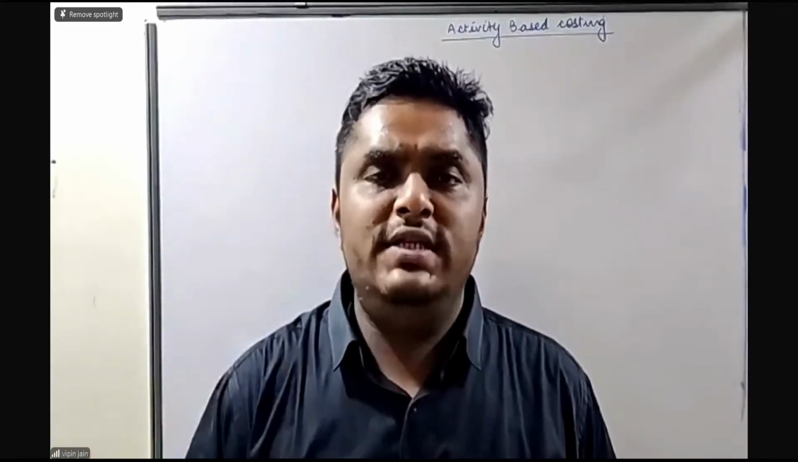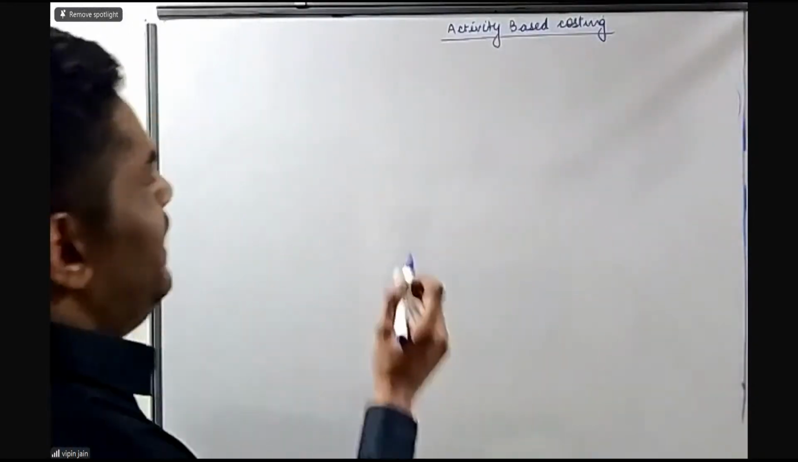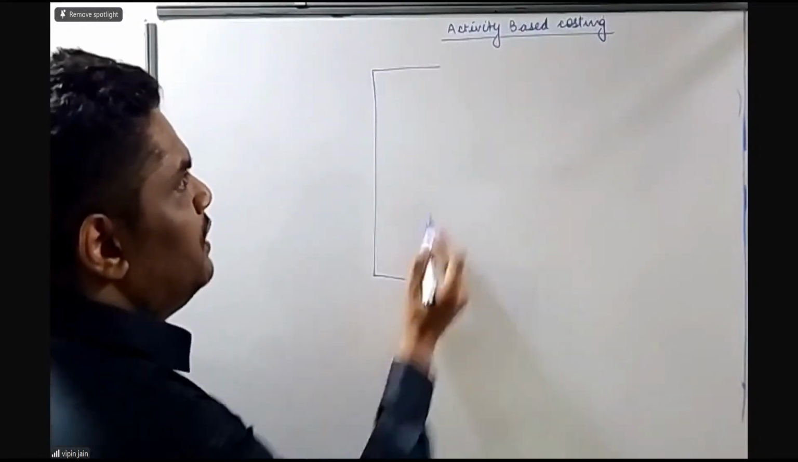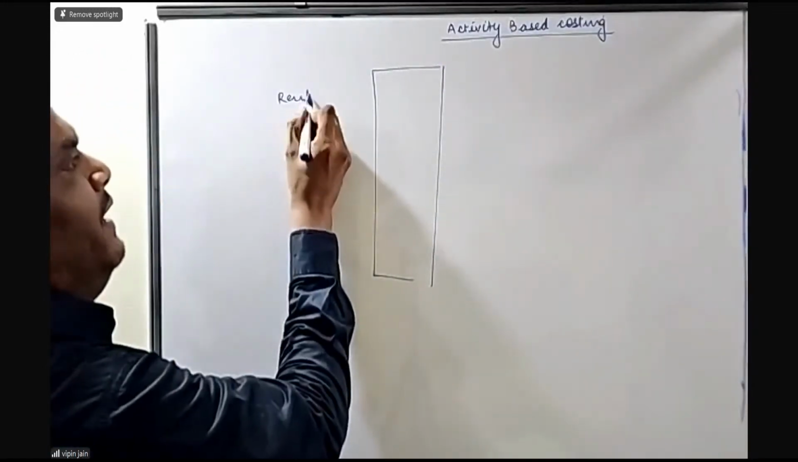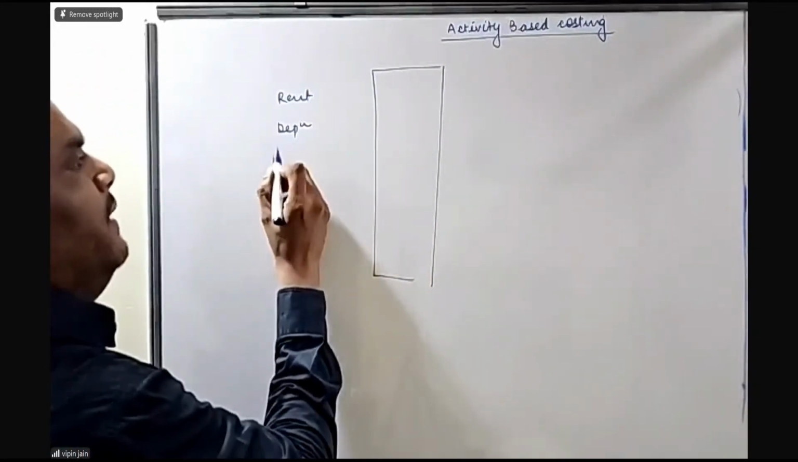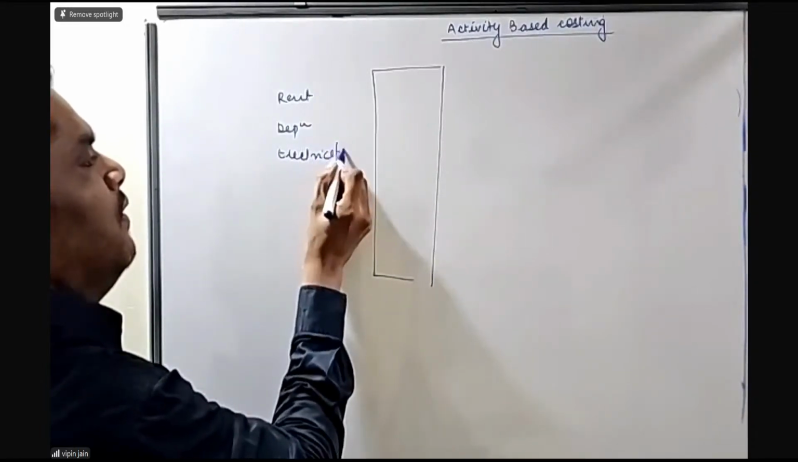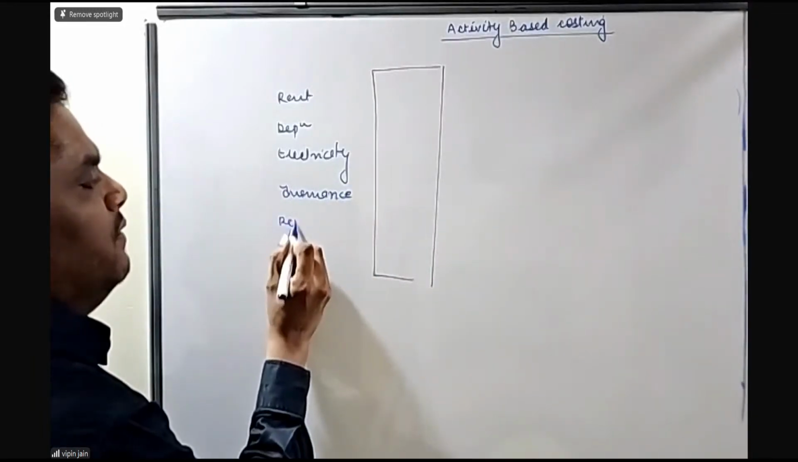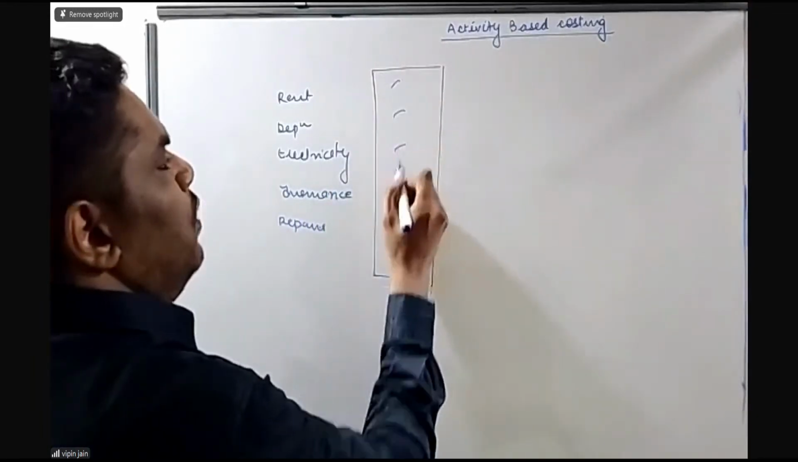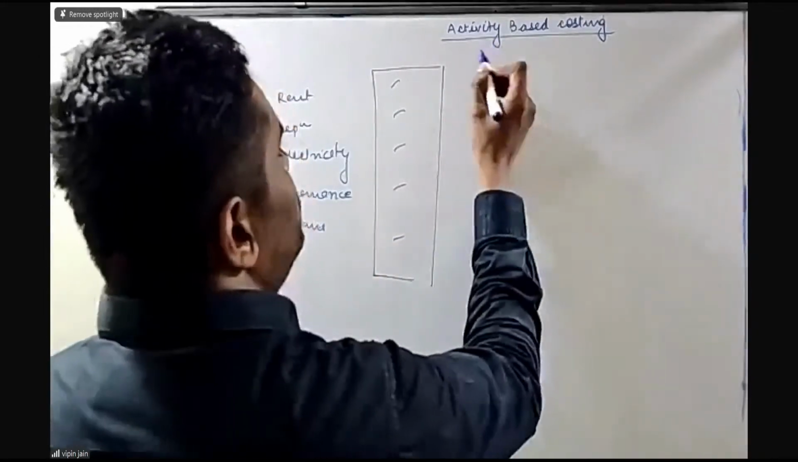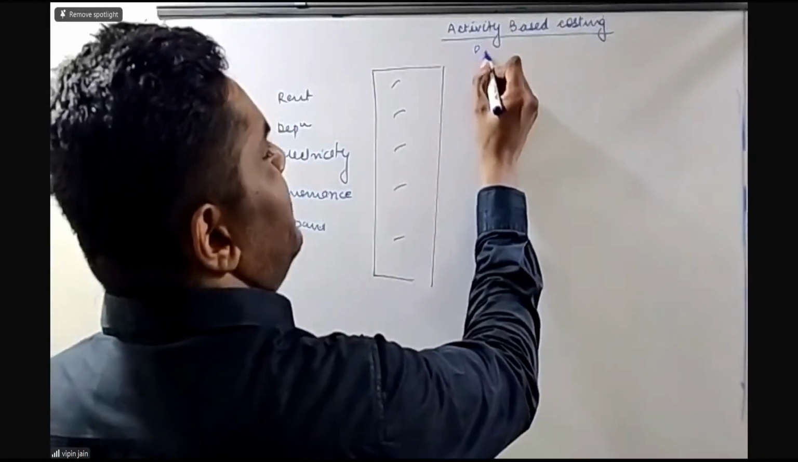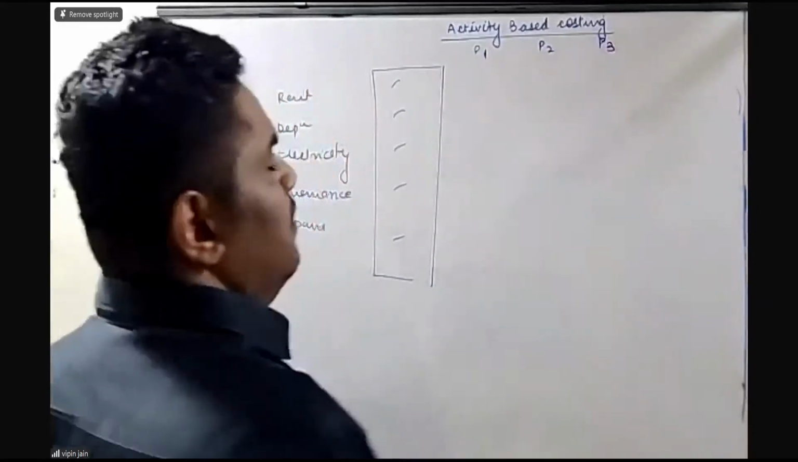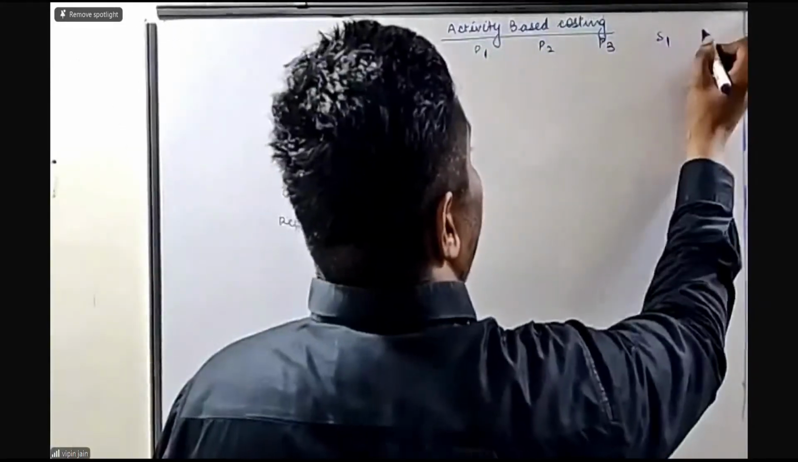So now let's start with this chapter, activity-based costing. Now see, what we used to do in overheads. What you guys used to do in overhead is that we used to identify the total overheads, whatever it is, be it rent, be it depreciation, be it electricity, be it insurance, be it repairs. So let's say these are the overheads. You used to distribute them among various production departments, let's say P1, P2, P3. Further, let's say there were two service departments also, S1 and S2.